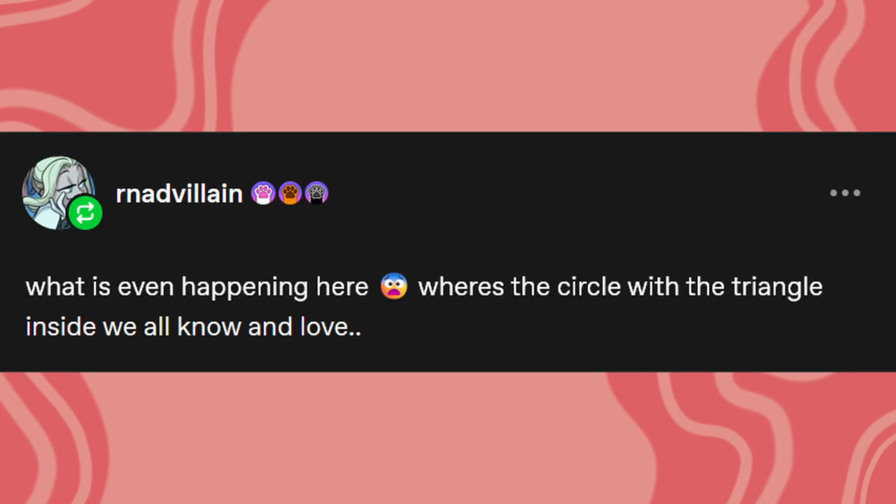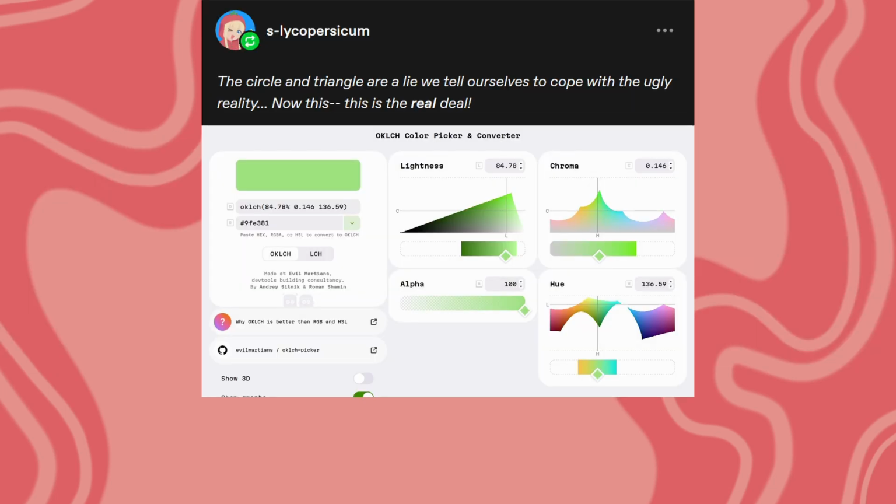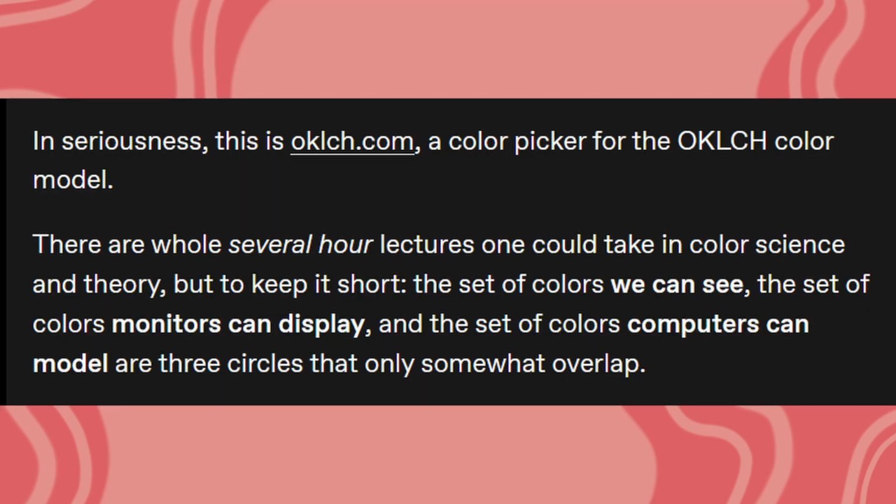What is even happening here? Where's the circle with the triangle inside we all know and love? The circle and triangle are a lie we tell ourselves to cope with the ugly reality. Now this is the real deal. In seriousness, this is OKLCH.com, a color picker for the OKLCH color model.